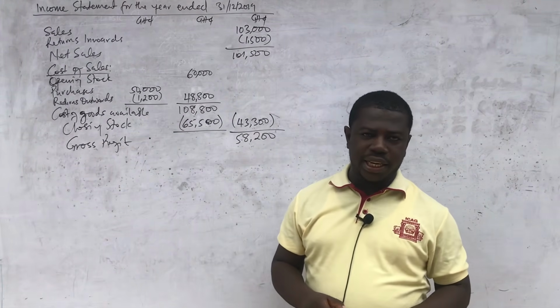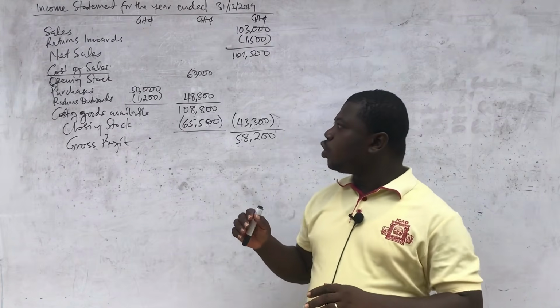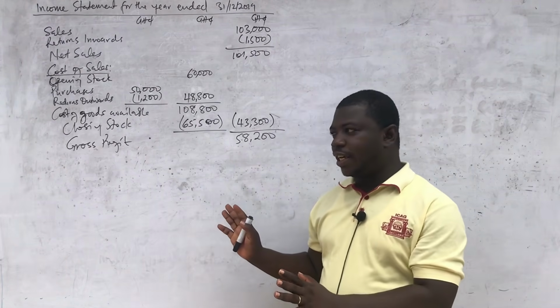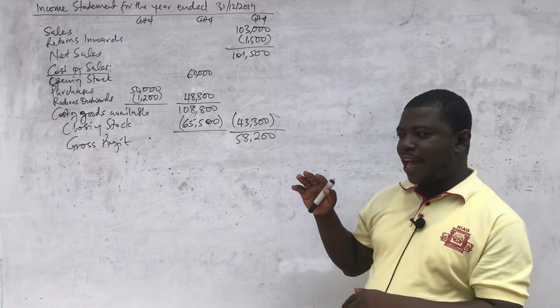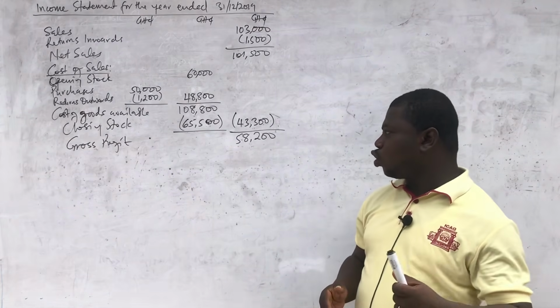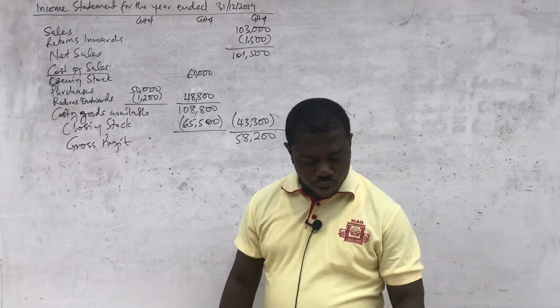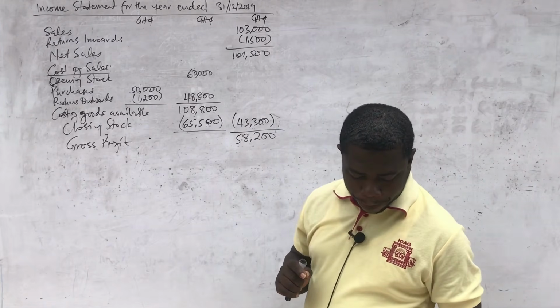We add any other income and we take out expenses. You see, it's very easy when you get here. The difficult part for most students is how to do the workings. And once you've been able to go through that, I'm sure you should be able to handle that now.